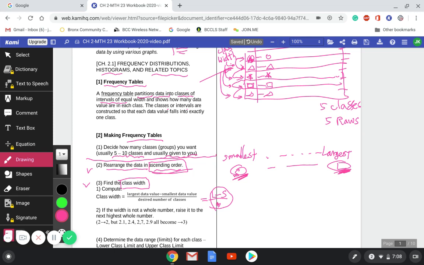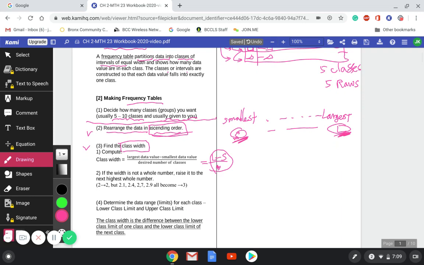That's the class width. You add that number to the first number, and then you get the beginning of the second class. Then you add the class width to the beginning of the second class, and you get the beginning of the third class. Then you add the class width again, and you get the beginning of the fourth class, and on and on. So finding the class width is very important, because it tells you the beginning of each class.